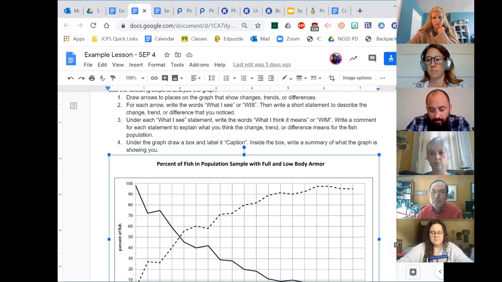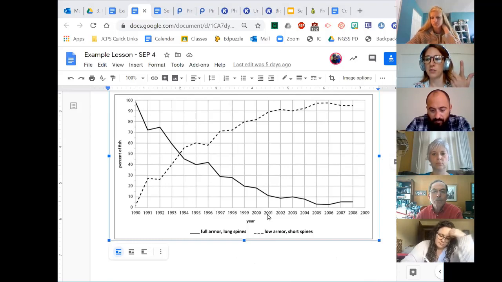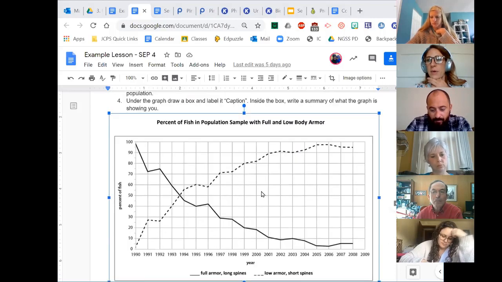Students are being guided through exactly what's in the chat: what I see, what I think, trends, and how to annotate this graph really nicely. The way that we support students in making sense of this data is something we call a WIS-WIM caption. First, we ask students to draw arrows to points on the graph that they might find interesting or have thoughts about. Usually we say patterns, trends, or significant changes or differences. And then they're going to think about what they think it means.